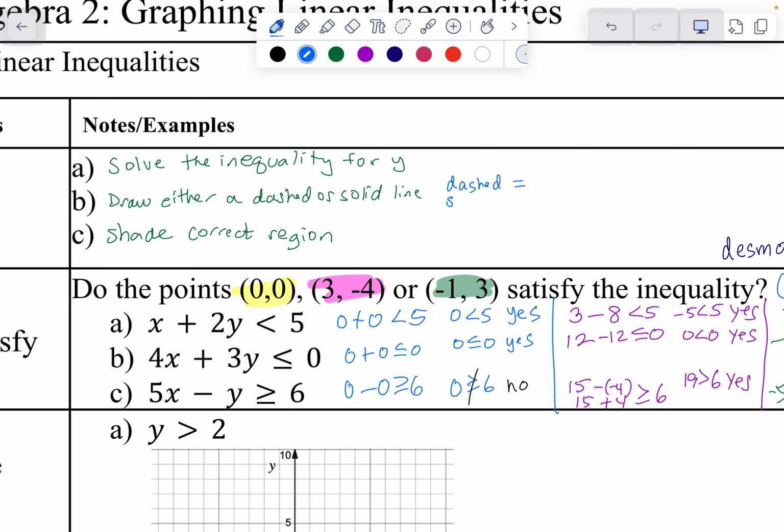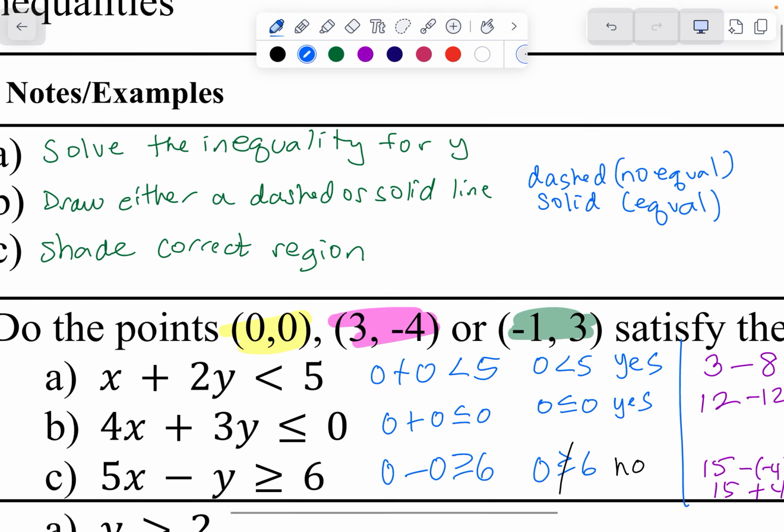We're going to do dashed if there is no equal, and solid if it has an equal. Okay, so a dashed line, there's no equal to sign. Solid, there is an equal to sign.